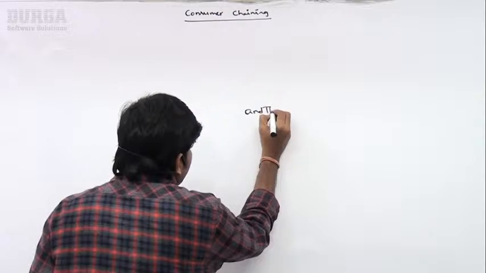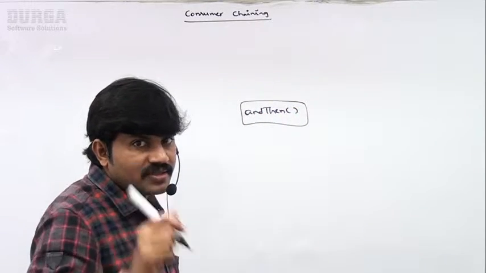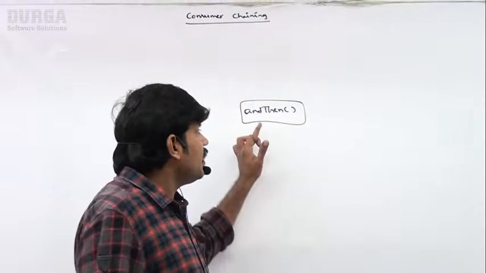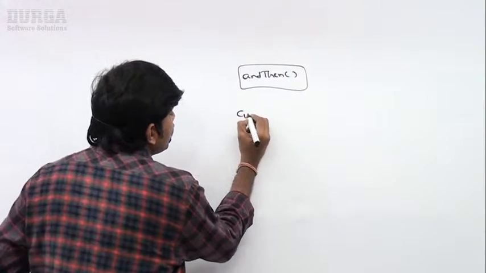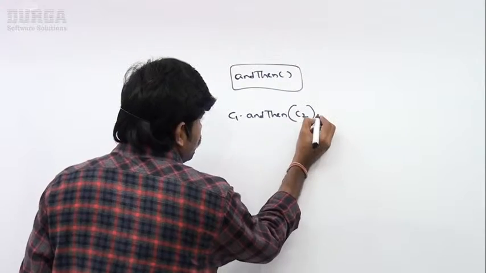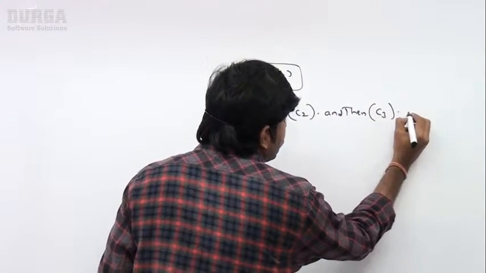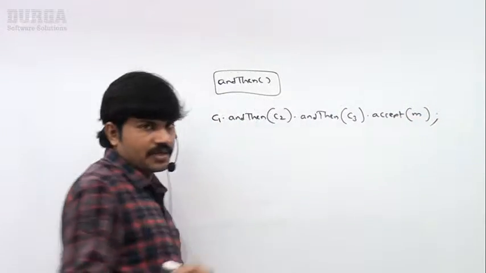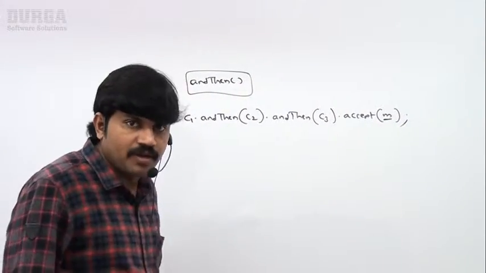For this, the consumer functional interface contains one default method, andThen. What is the default method, sir? This is the default method, andThen. Somewhere we used the same method in Function also. Here for the consumer also it is applicable, sir. Suppose C1.andThen(C2).andThen(C3).accept of some M. I'm providing some movie object.